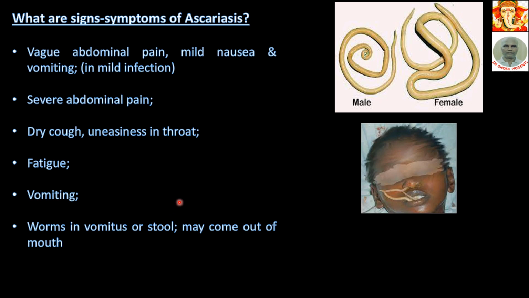What are the signs and symptoms of Ascaris? Ascariasis, that is Ascaris infection: vague abdominal pain, mild nausea and vomiting, severe abdominal pain, dry cough, uneasiness in the throat, fatigue, vomiting, worm in vomitus or stool, or worms may come out of the mouth. See, this Ascaris, a roundworm, is coming out of the mouth of a child.